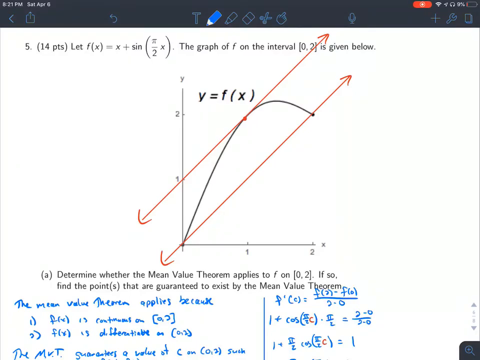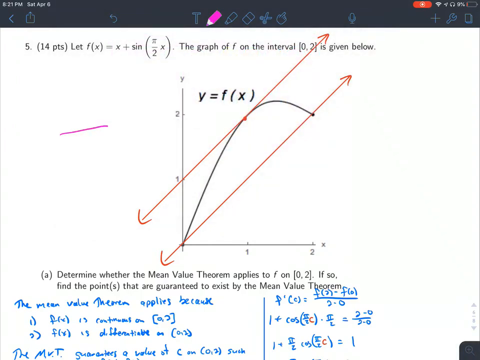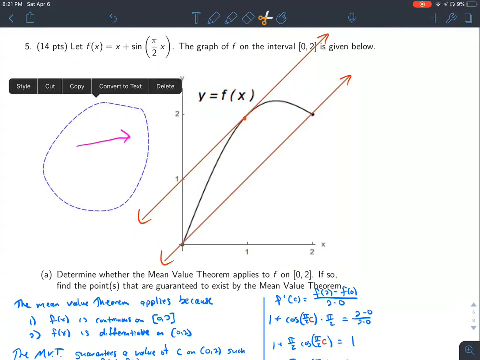Problem number 5, I just worked this problem out and I'm just going to talk you through it because there's a lot of writing in this and I thought that would just make the video smaller. So let f of x equals x sine of pi over 2x. The graph of f is shown here on the interval from 0 to 2.